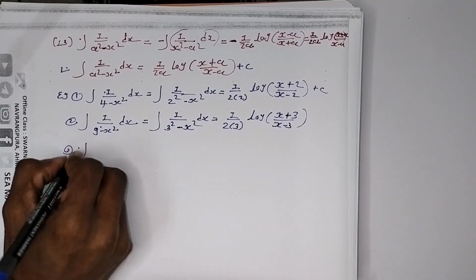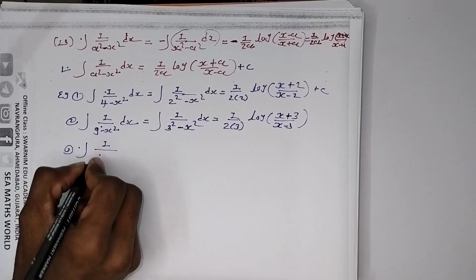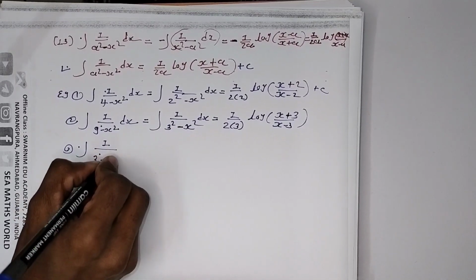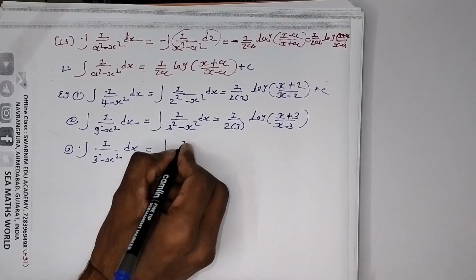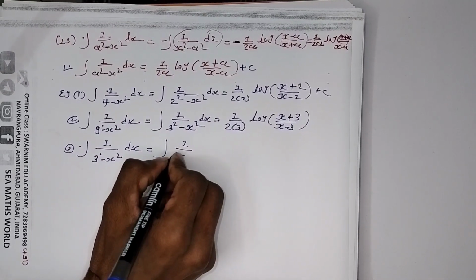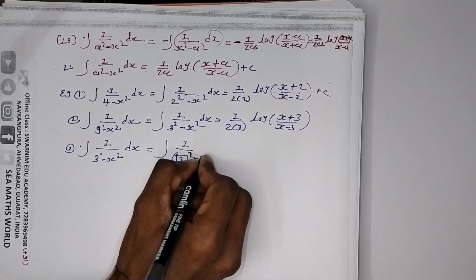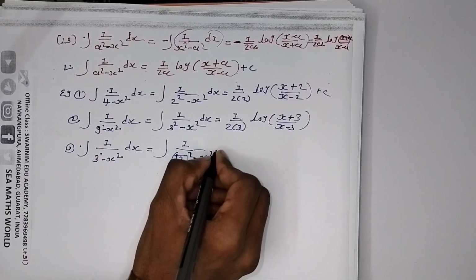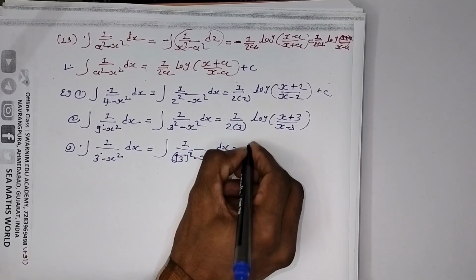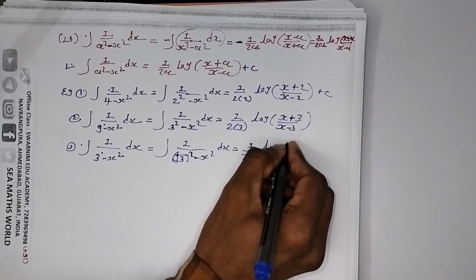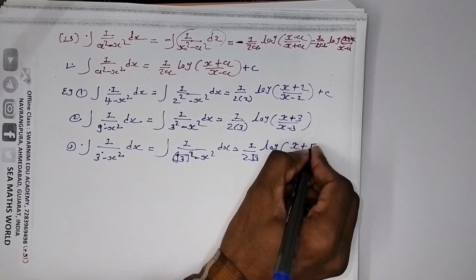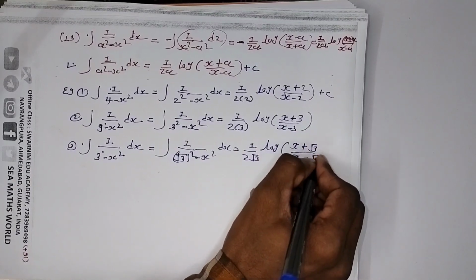And the last example, integration of 1 upon 3 minus x square with respect to x. So we can write 3 as under root 3 square minus x square. 1 upon 2a is what? Under root 3. Log x plus a upon x minus a is what? Under root 3.